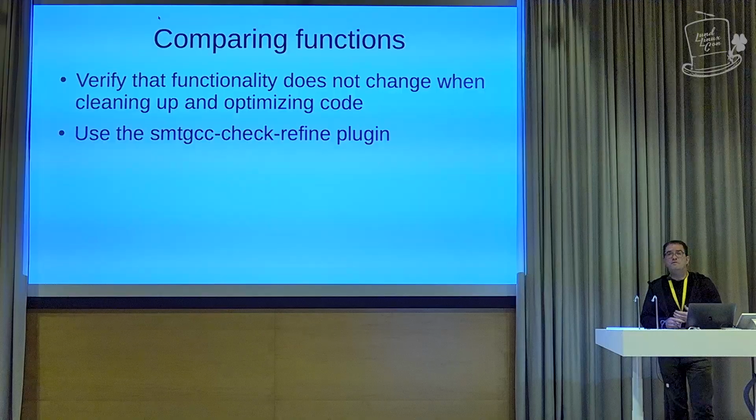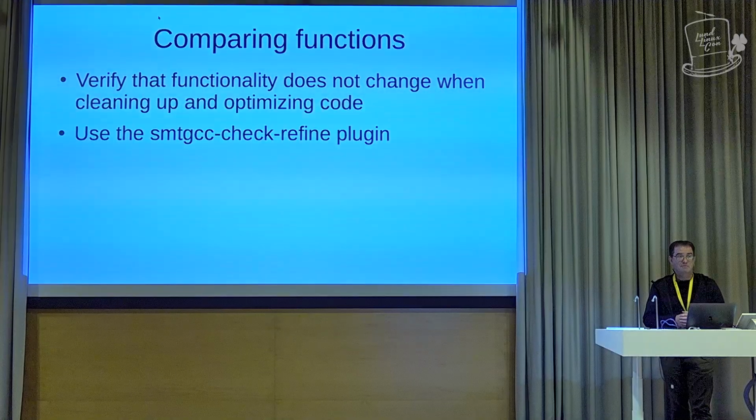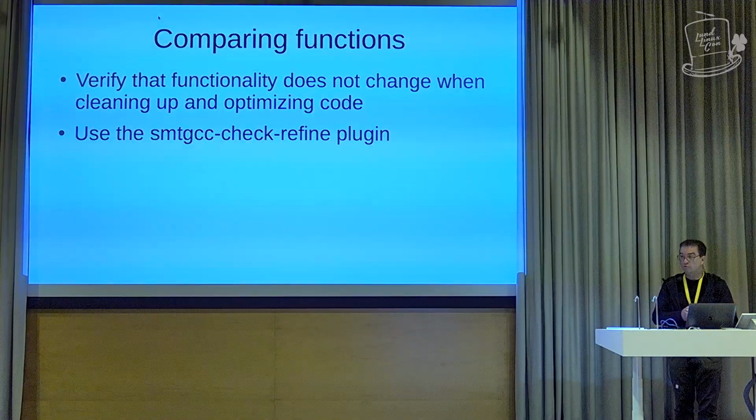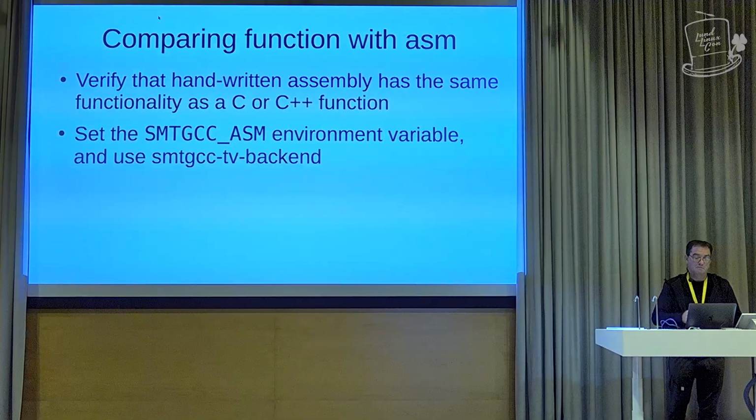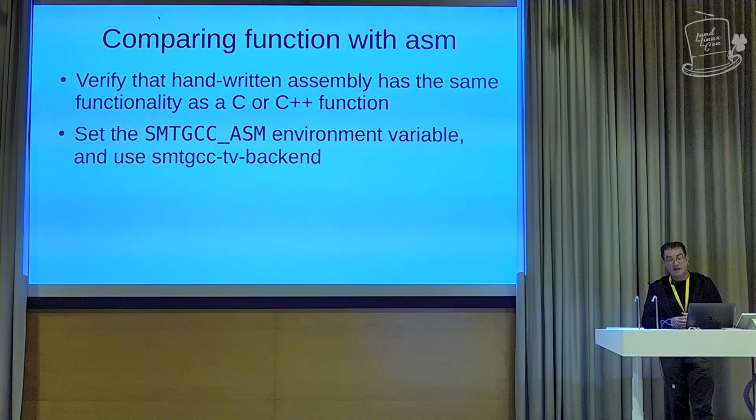One obvious case is when you are having your function, you are cleaning it up, you are optimizing it, and so on. Then you actually do not want to change the functionality. So you can use this kind of tool to verify that your hand-optimized, cleaned-up function actually does the same thing as the original. And I have a tool for that, SMT check refine. It compares two functions as if one is an optimization of the other. Similarly, if you are optimizing a function to assembly, you can provide the assembly to verify with instead of the GCC generated assembly by setting an environment variable.